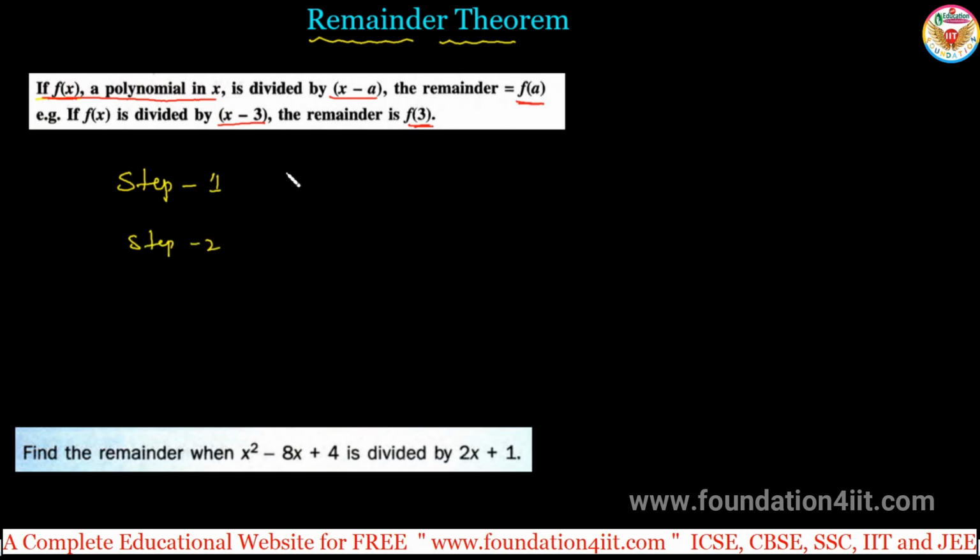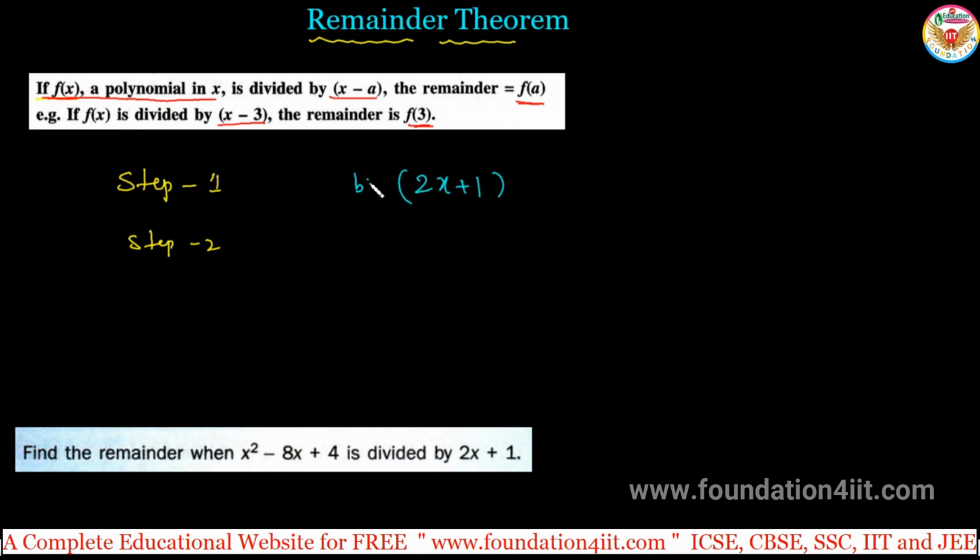The first step is to put the divisor equal to 0 and solve the equation obtained to get the value of its variable. For example, in case it is divided by 2x plus 1, the first step is to make 2x plus 1 equal to 0. From this you have to find the value of x.